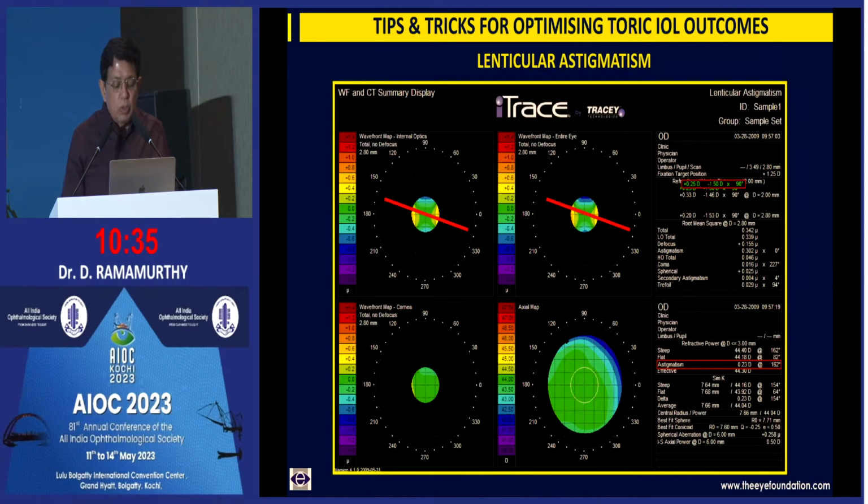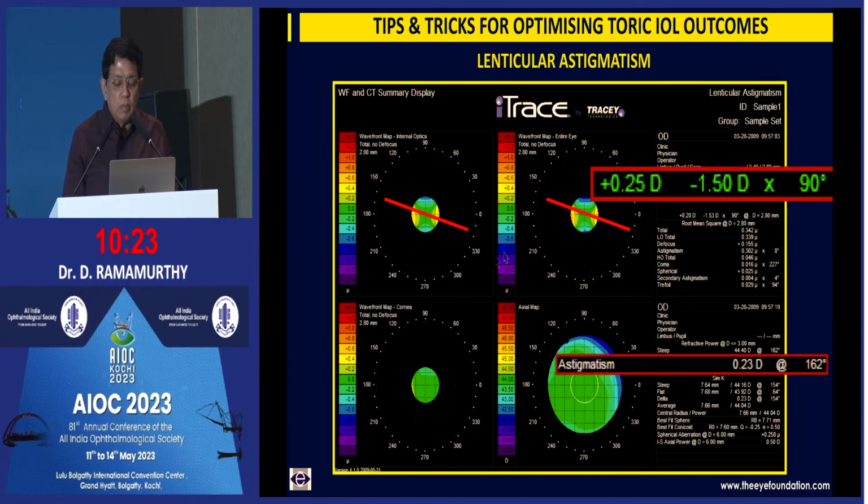This is just to show you the eye trace pictures. You can see this is from the internal optics, and this is from the cornea. The cornea is absolutely pristine, and this patient was wearing minus 1.5 diopters of power in the glasses right through life. But the entire thing is coming from the lens, and in this case, when the cataract surgery is done, obviously this patient doesn't require a toric intraocular lens.